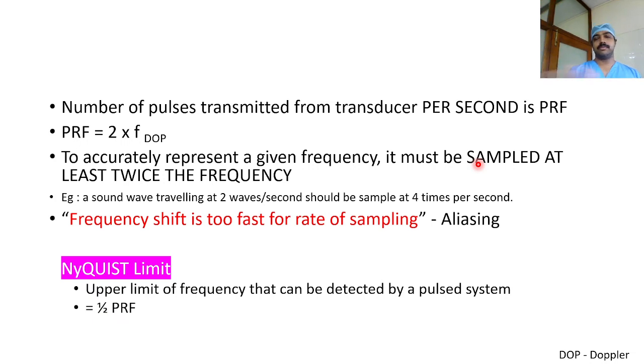Based on this comes the concept of aliasing, which we'll discuss next. Aliasing is when the sampling becomes inadequate because the pulse frequency is kept very low, so the frequency shift is too fast for the rate of sampling. The Nyquist limit is the upper limit of frequency that can be detected by the pulse system. It is actually half the pulse repetition frequency.